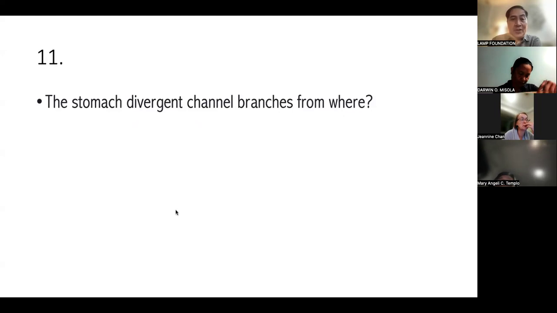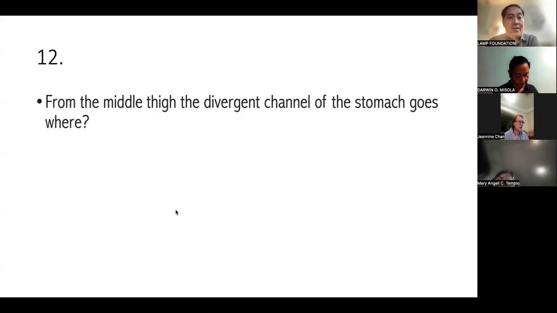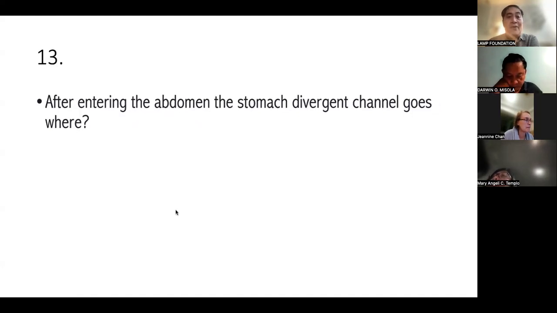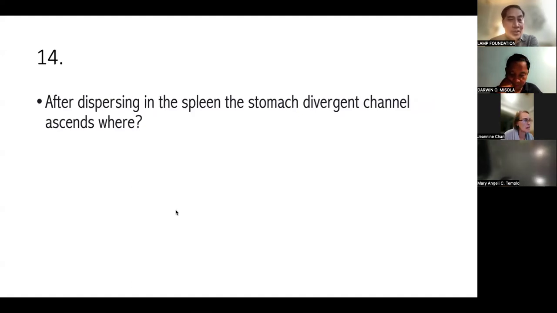Stomach divergent channel. From the middle of the thigh, the divergent channel of the stomach goes to the abdomen. Good. After entering the abdomen, the stomach divergent channel goes where? Connect to the stomach, then disperses in the spleen. Good. Correct. After dispersing in the spleen, the stomach divergent channel connects to the heart alongside the esophagus to reach the mouth. Okay.